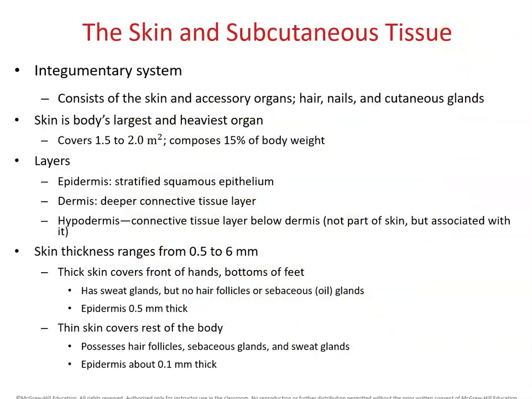So a little bit of overview about the skin and subcutaneous tissue. When I say the integumentary system, I mean the skin and what we call the accessory organs, and that involves the hair, the nails, and the glands that we find in the cutaneous and subcutaneous tissue. The skin is actually the body's largest and heaviest organ. 15% of your body weight is accounted for by your skin. And depending on your height and your body mass, your skin is 1.5 to 2 square meters in size.